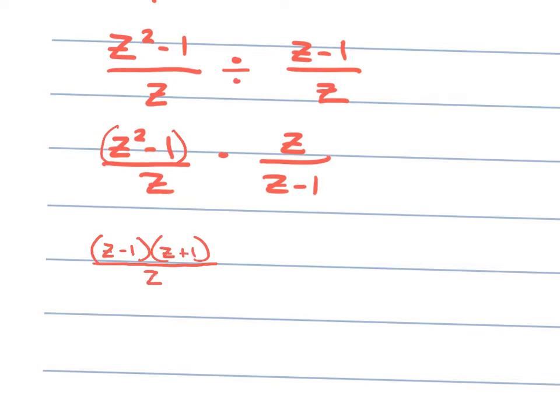And we still have a z in the denominator. And then we have a z in the numerator. And we have a z minus 1 in the denominator. Talk to me about that. This cancels with that. What else cancels? Z and z. Leaving my answer as just z plus 1. Clean up my z there. It's a little bit of a mess.